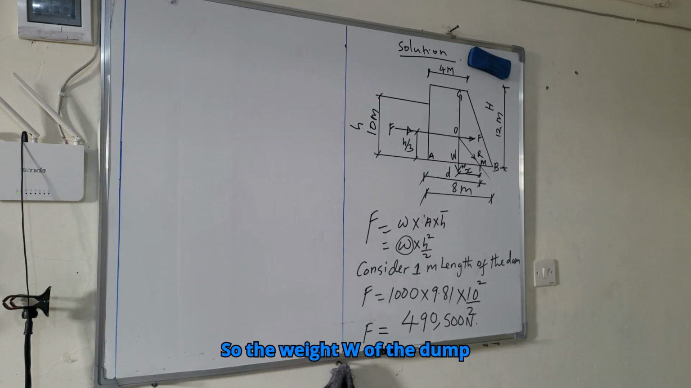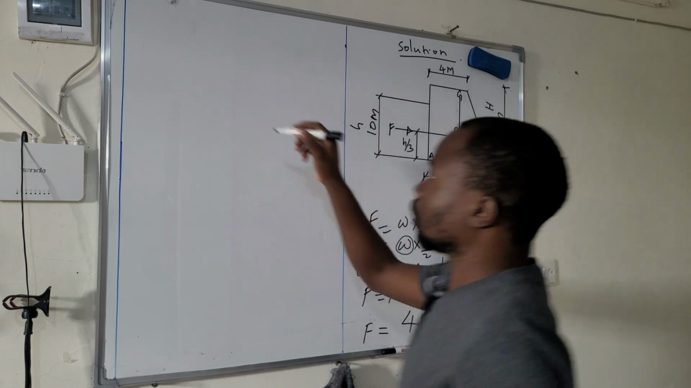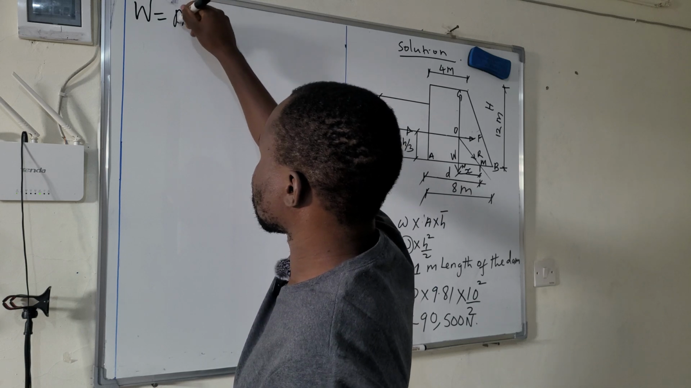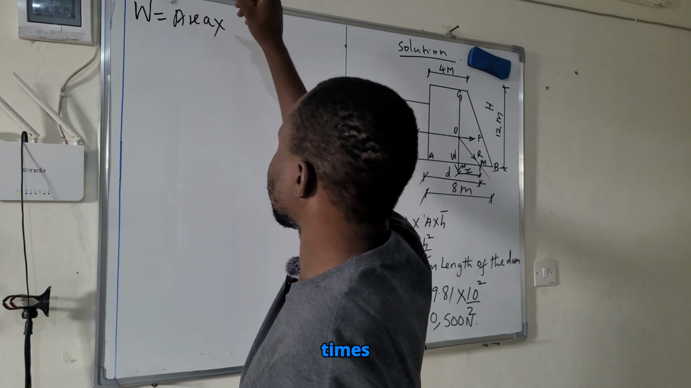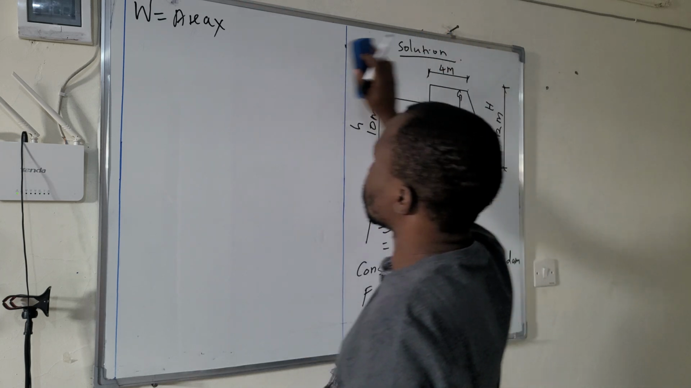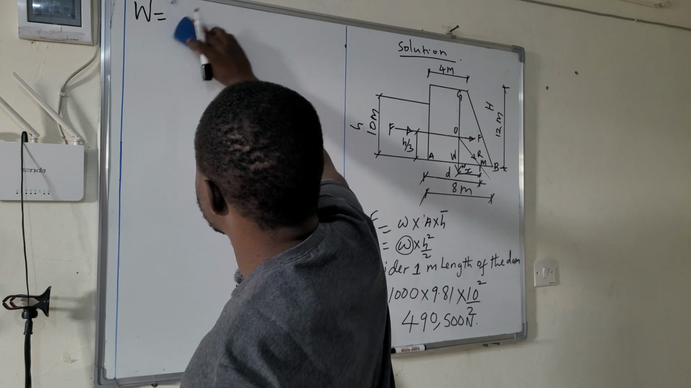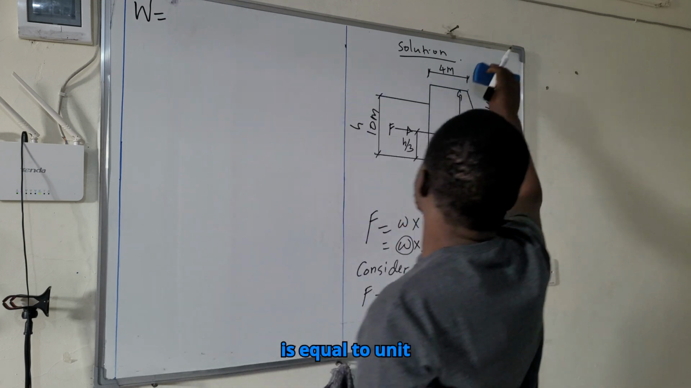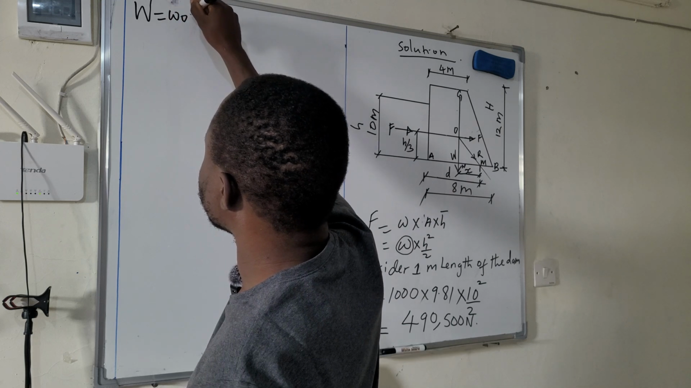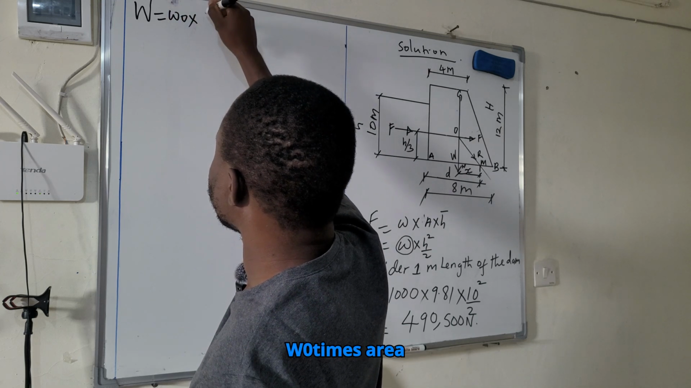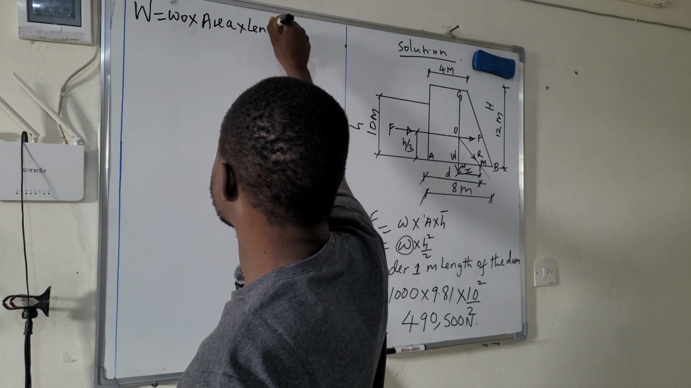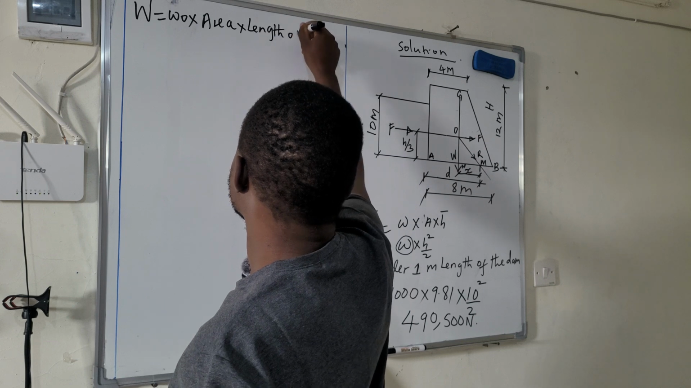So the weight W of the dam is equal to the unit weight of the dam, which is W0, times area times length of the dam.